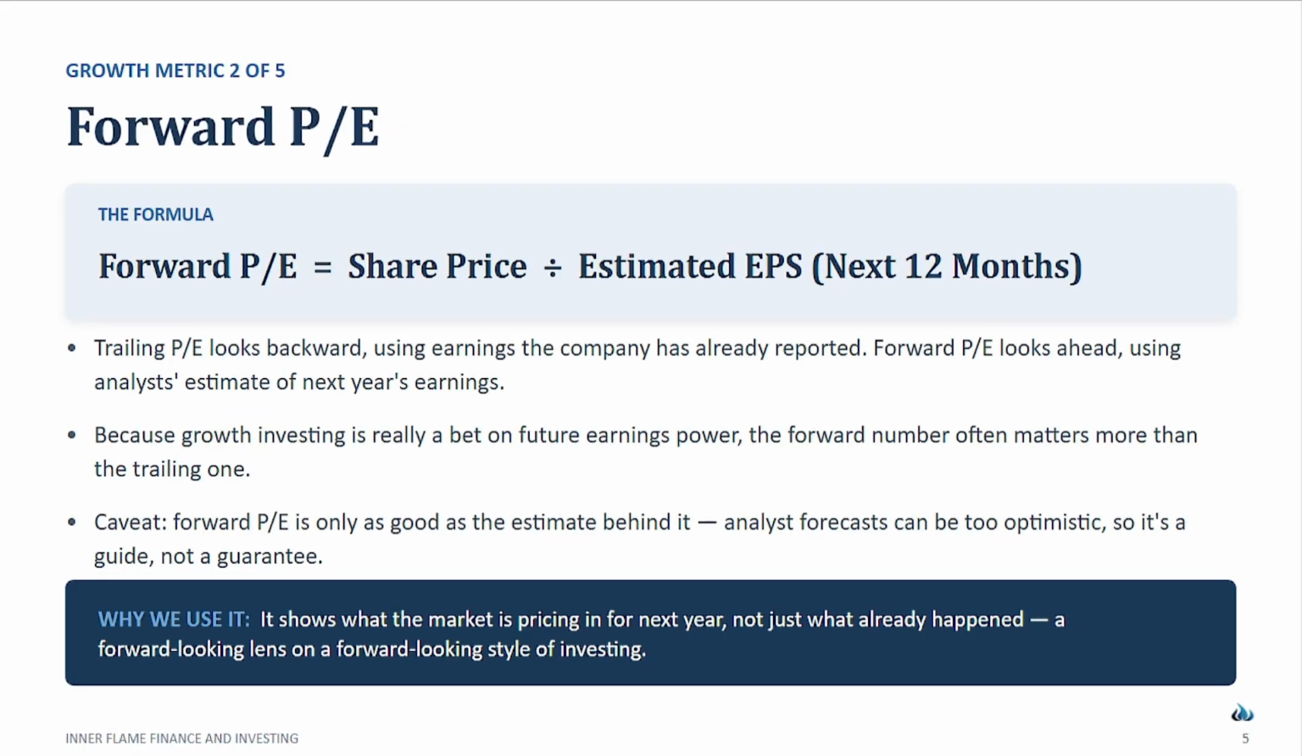The second growth metric that we really pay attention to is the forward PE. How do you compute the forward PE? Well, you take the share price and you divide that by the estimated earnings per share in the next 12 months. So the trailing PE is a backward-looking metric. It uses the earnings that the company has already reported. The forward PE looks ahead using analyst expectations and estimate of next year's earnings.